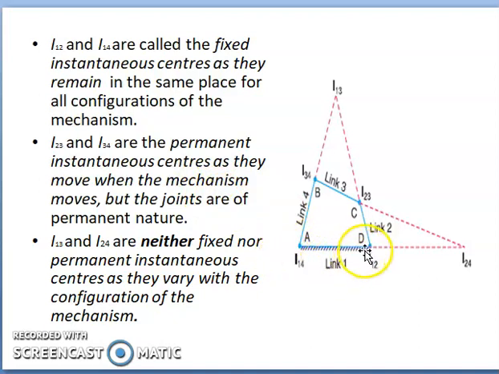Since the rigid link AD is fixed, you can say that I12 and I14 are fixed instantaneous centers, whereas I23 and I34 are permanent instantaneous centers. Even though the joints may occupy different positions, this center will be a permanent one because of the connection between 3 and 4. So these two are fixed and these two are permanent.